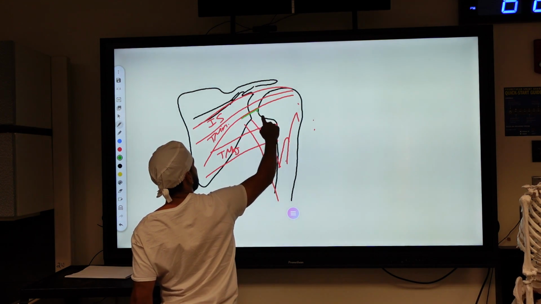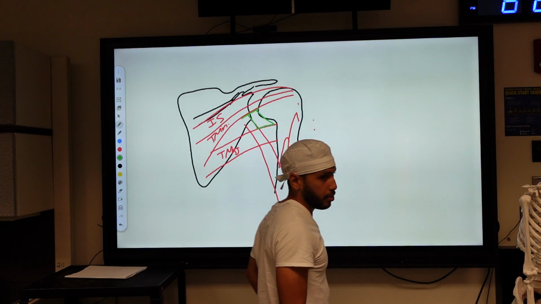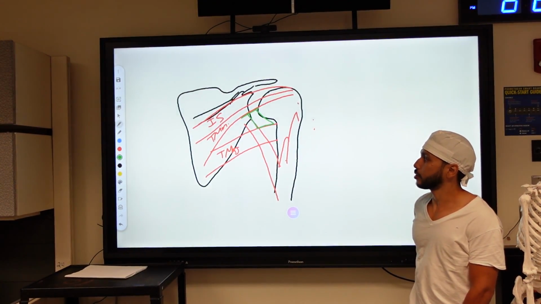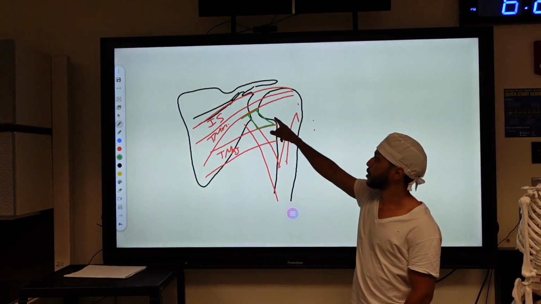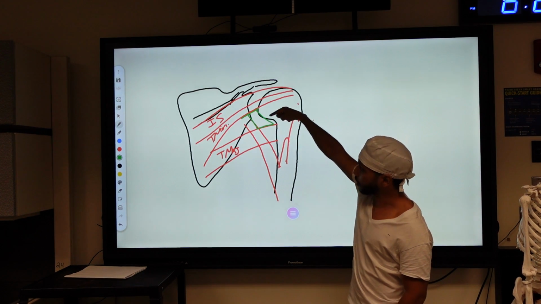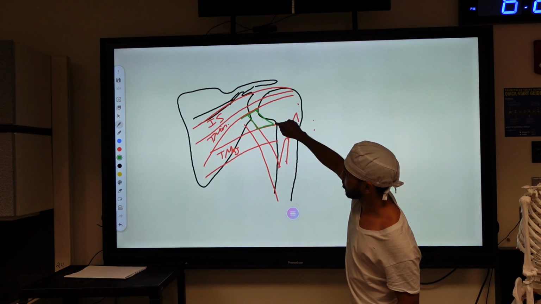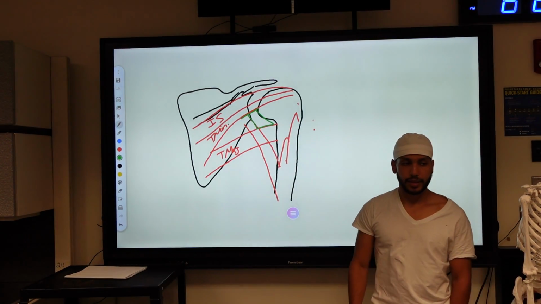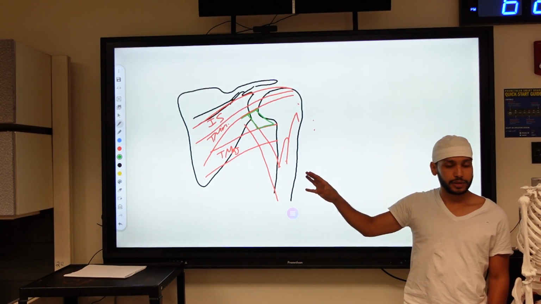One, 2, 3, and 4. I've just created the quadrangular space. So that's teres major, teres minor. This is technically the neck of the humerus. I know here it looks like a little bit of the head, but that's my artistic liberty. It's the neck of the humerus that would be here, and then the long head of the tricep right there on that side. Okay? This is looking at it from the posterior side.